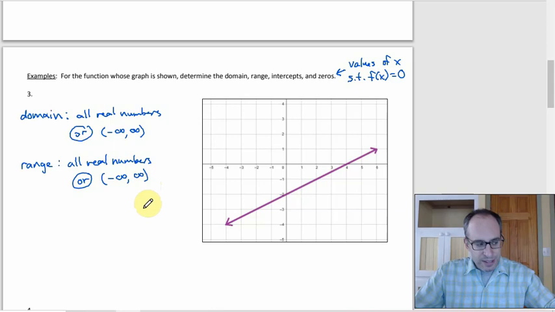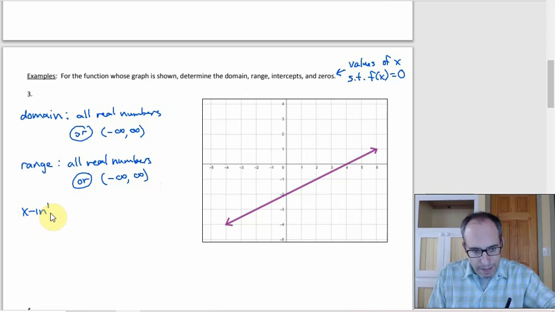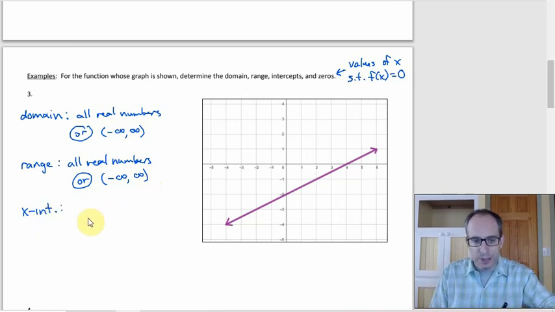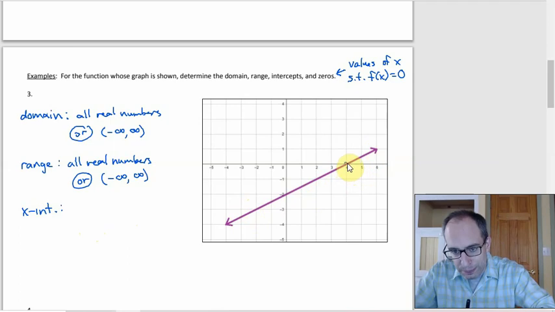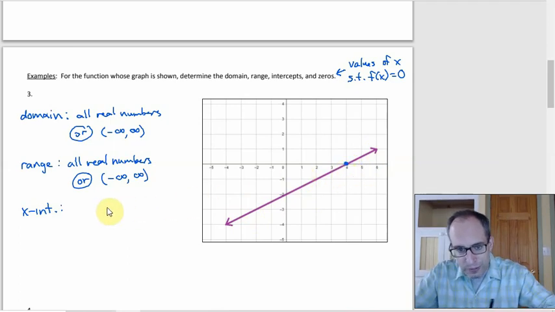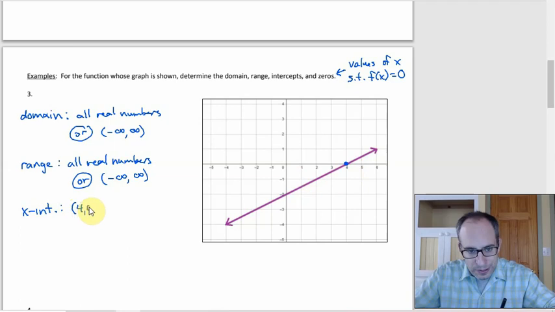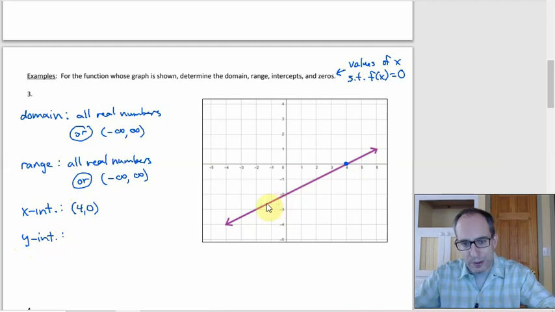All right, next is the intercepts. I guess we can just do them in order. So for the x-intercepts, those are going to be the points where the y-coordinate's 0, right? So then what we're looking at would just be where does this graph intersect the x-axis, and it's right here. So at the point 4, 0. And then for the y-intercept, it's, well, where does the graph intersect the y-axis, which is right here. So it's 0, negative 2.